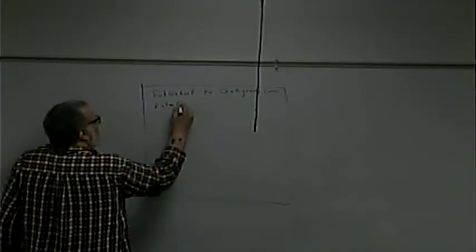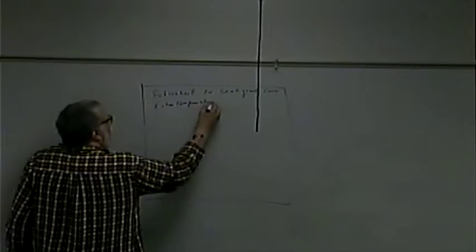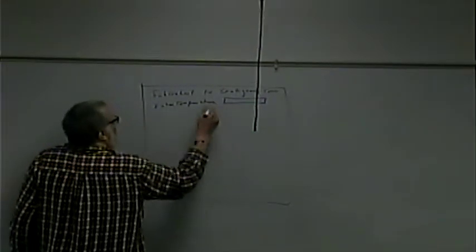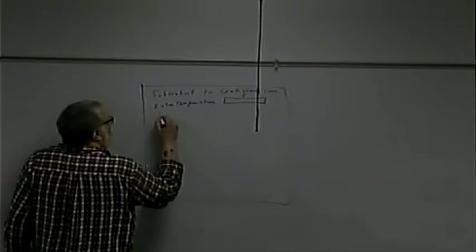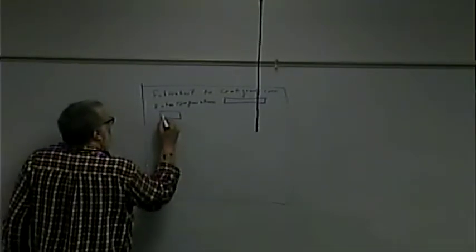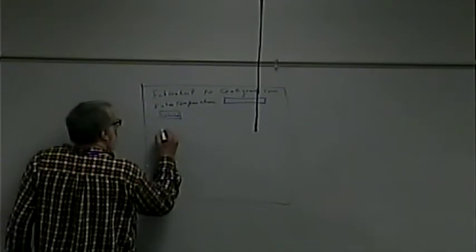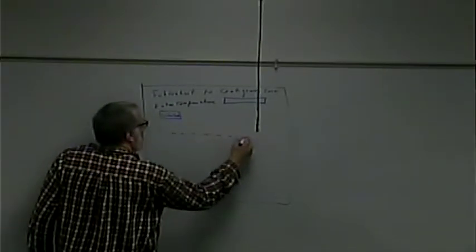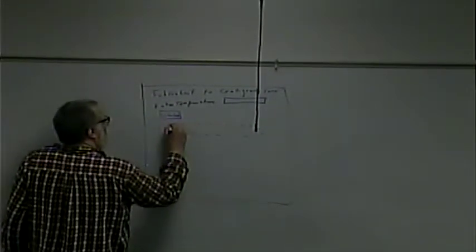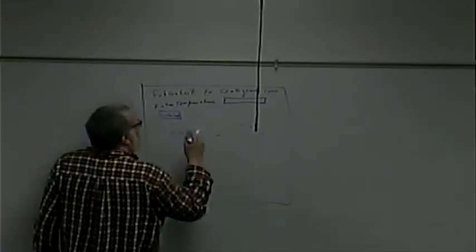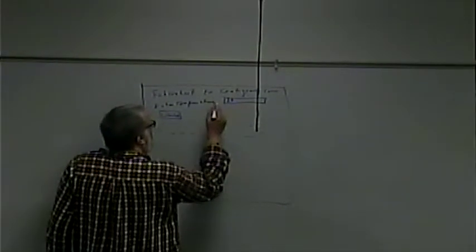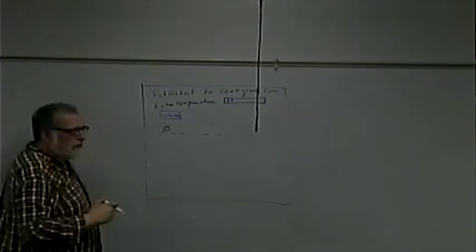Fahrenheit to centigrade conversion. Enter temperature. I want a text box. I'm going to want to put a button that says calculate. I am then going to have a label here that has the answer. So if I typed in 32 in here, I'm going to get a 0 here.